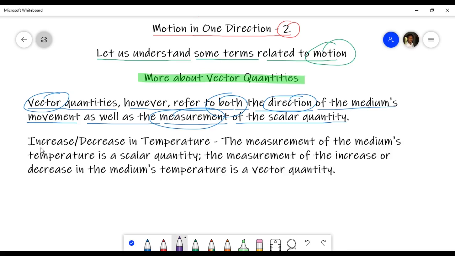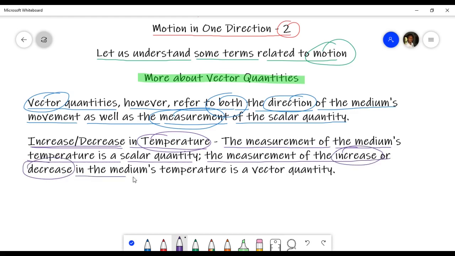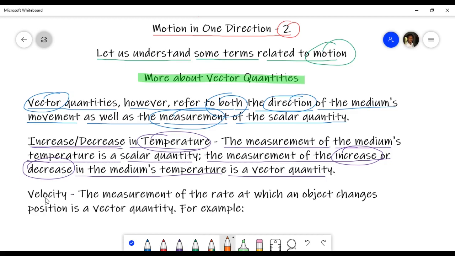Now let's understand about temperature. When will it be a vector quantity? The measurement of the medium's temperature is a scalar quantity. The measurement of the increase or decrease in the medium's temperature is a vector quantity. Till the time temperature has not changed, there is no movement, it's a scalar quantity. Once it increases or decreases, it is a vector quantity.